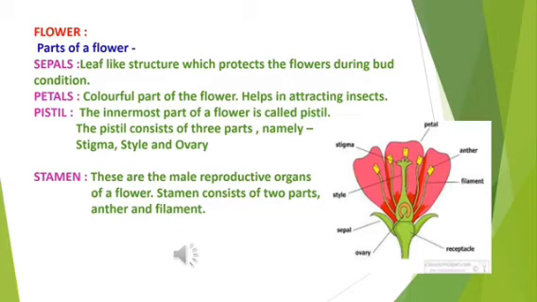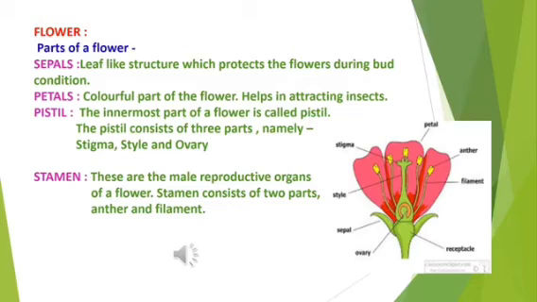So what are the different parts of a flower? Sepals, which are green in color, tiny leaf-like structures. Petals, which are the most colorful part of the flower. Pistil, which is the innermost part of a flower and has three parts: stigma, style, and ovary. And the last part is called the stamen, which is the male reproductive organ of a flower and is made of two parts, anther and filament.